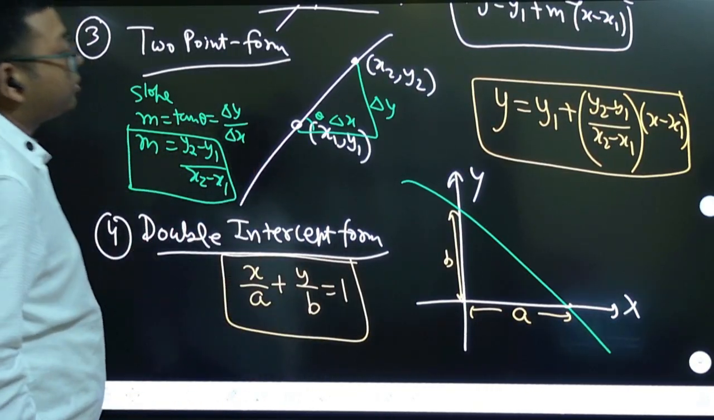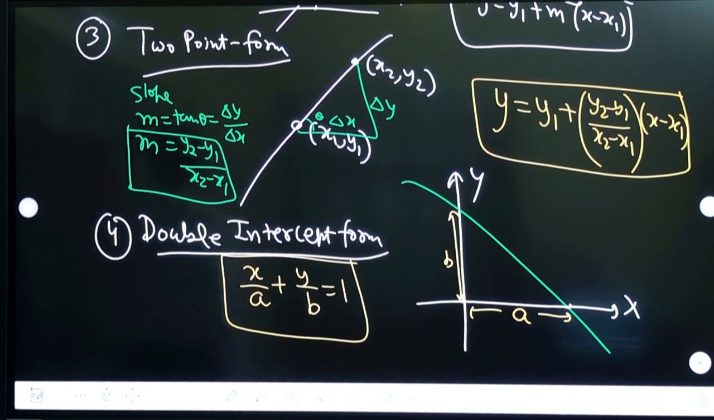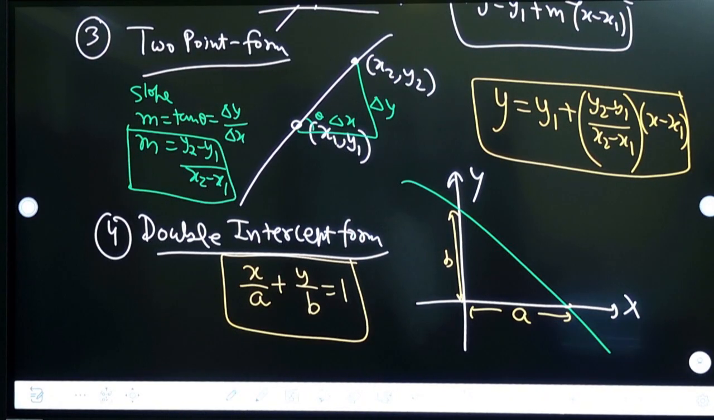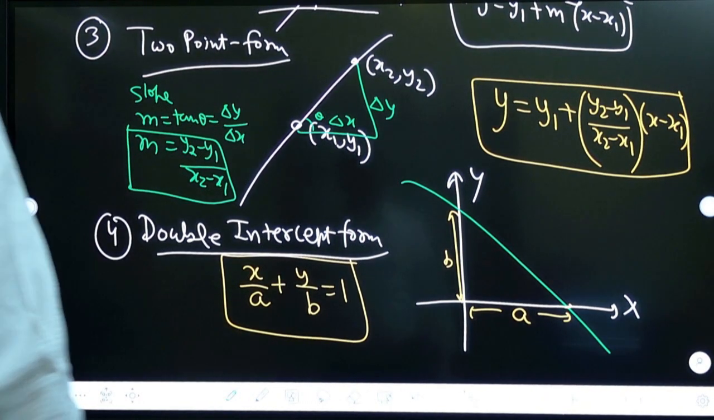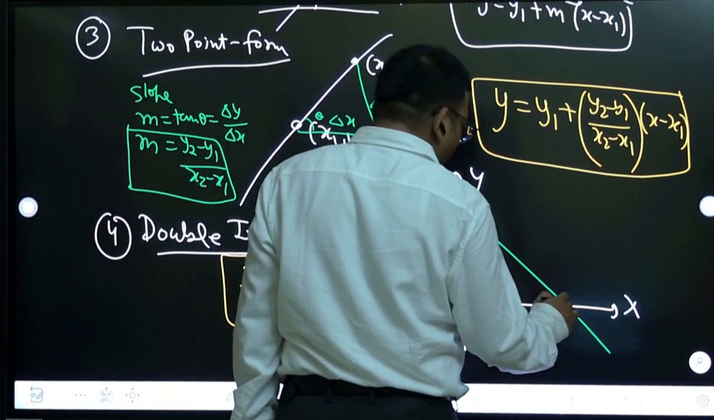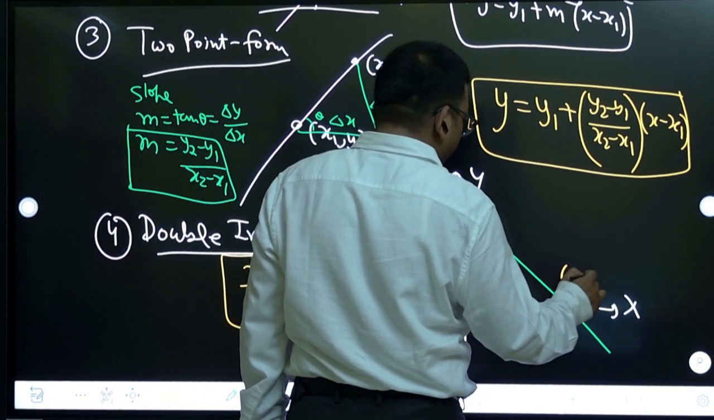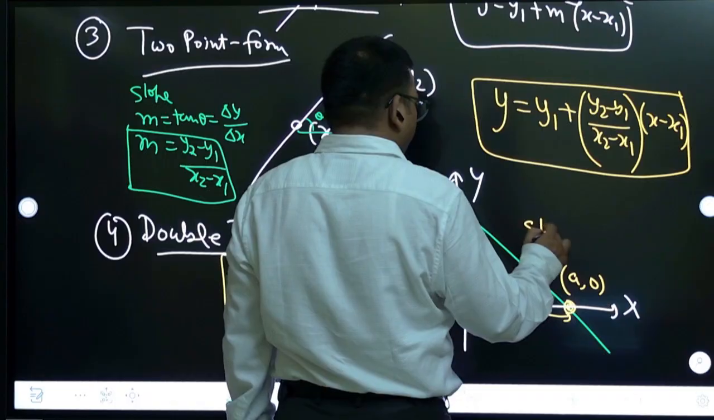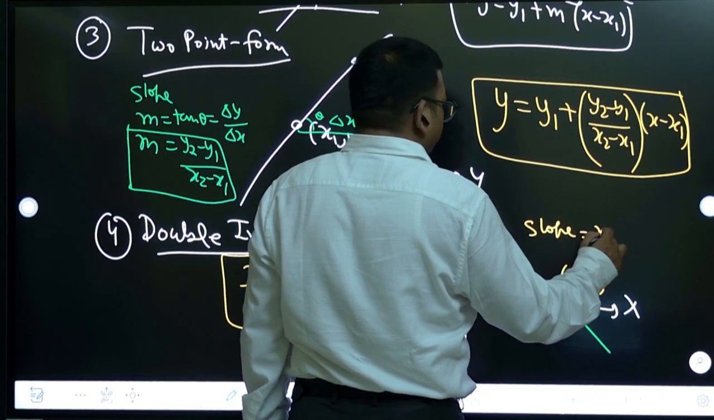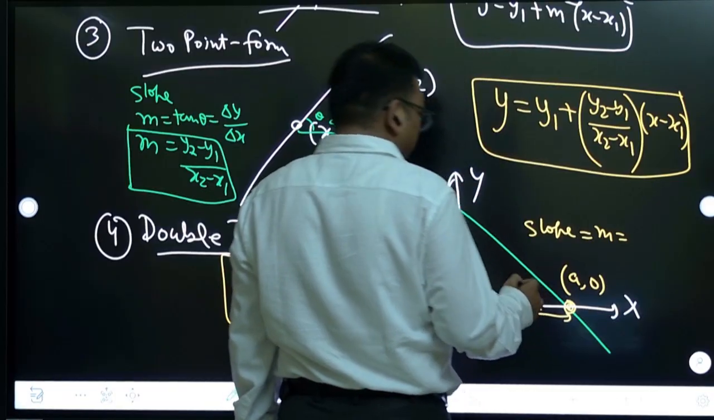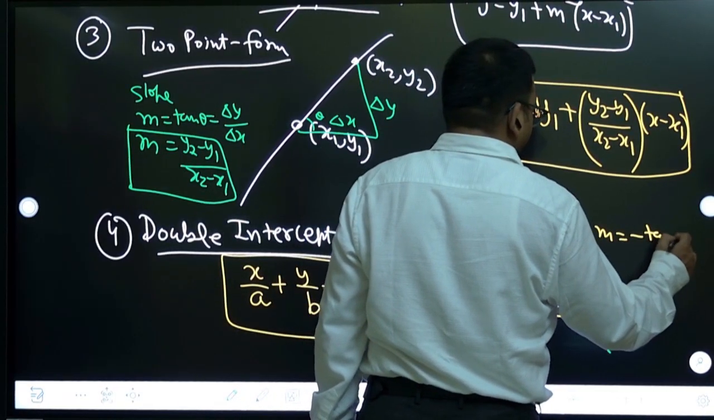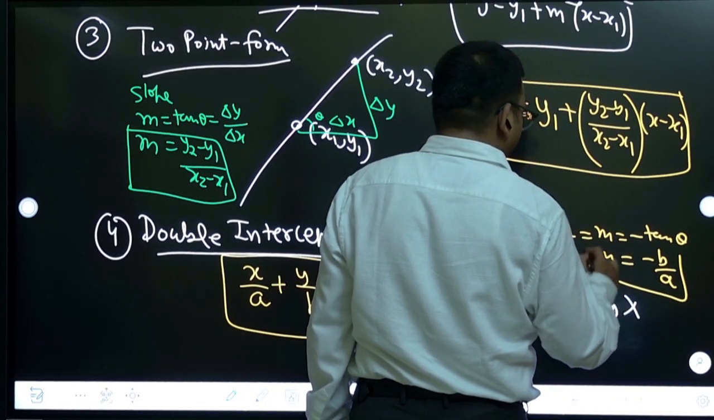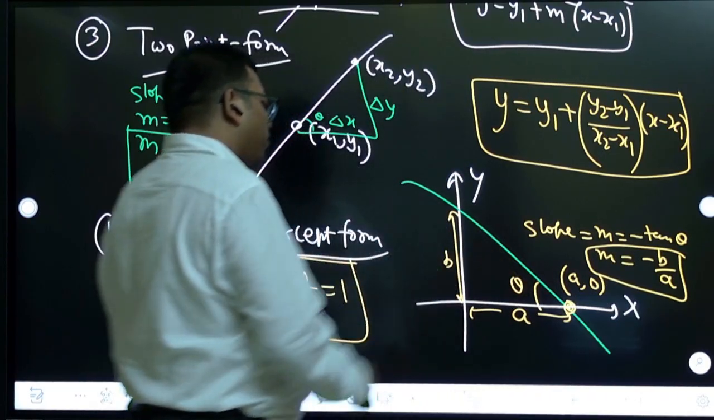We can prove it also, but I am not going into that. You can easily prove it. Because let us take one point as a comma 0 here, and let us say this is theta. So what will be its slope? Slope will be minus tan theta. Remember, this side it is minus tan theta. So slope you will write as minus b by a. So now you know slope. Now you know point. Use the point slope form.